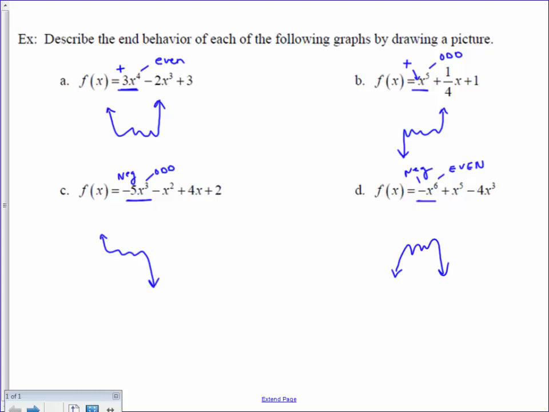Now this is interesting because all we looked at was the very first, or leading, term of each one of these examples. The rest of this doesn't make any difference to the end behavior of my graph. The rest of it determines what happens in the middle, but the end behavior is not affected by the rest of the polynomial.